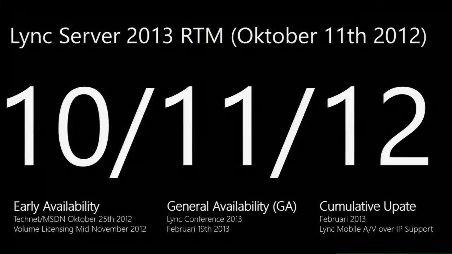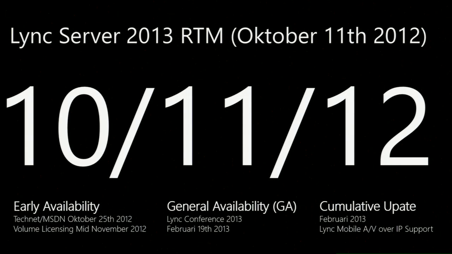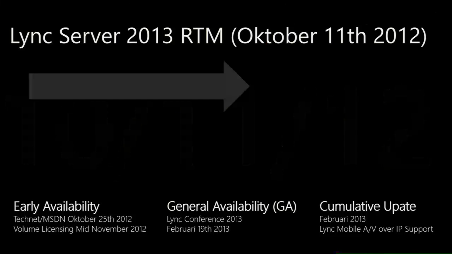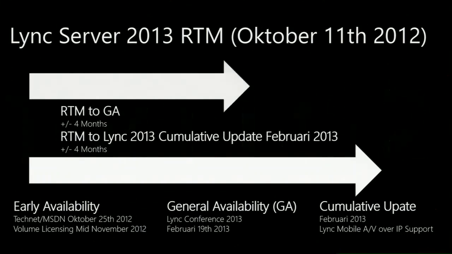And then we also have to talk about the cumulative update. Cumulative update 1 is important for mobility. We enabled mobility, audio and video over IP, 3G, and Wi-Fi networks. That was more or less 4 months before general availability, and up to now it's a few months more.